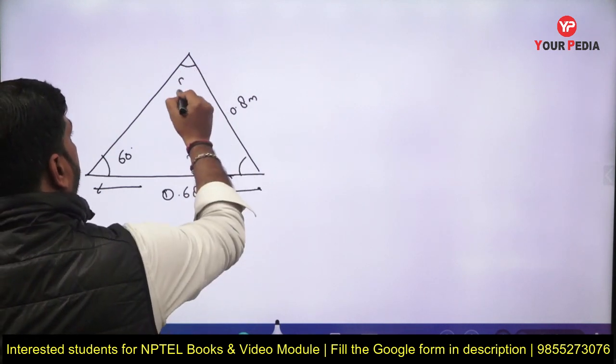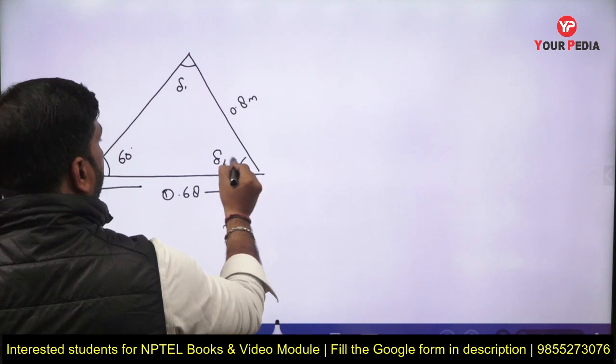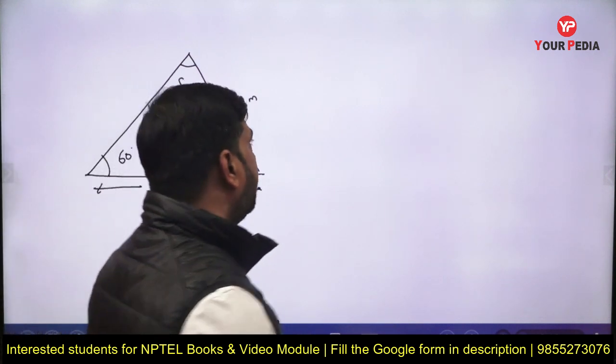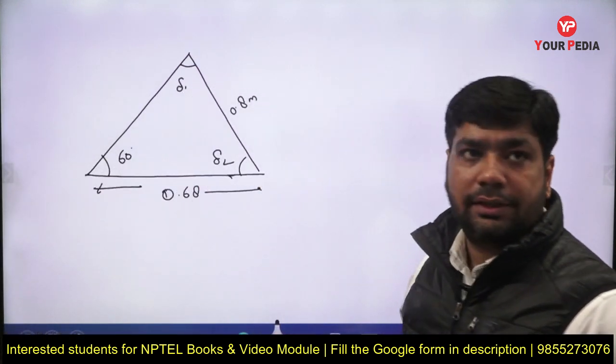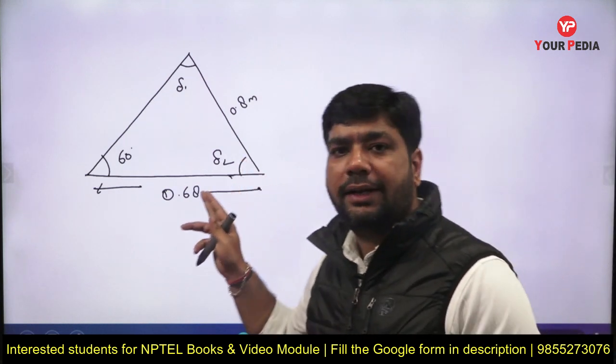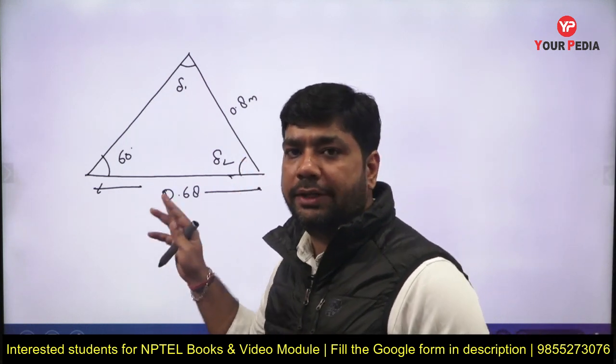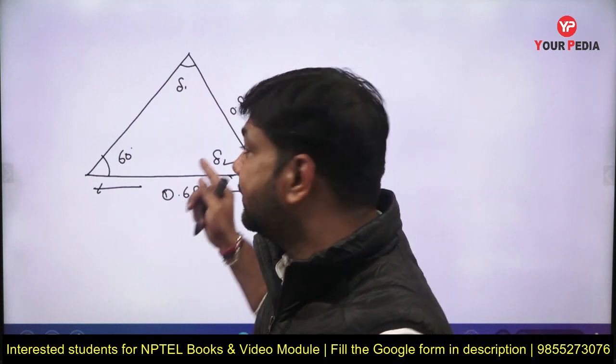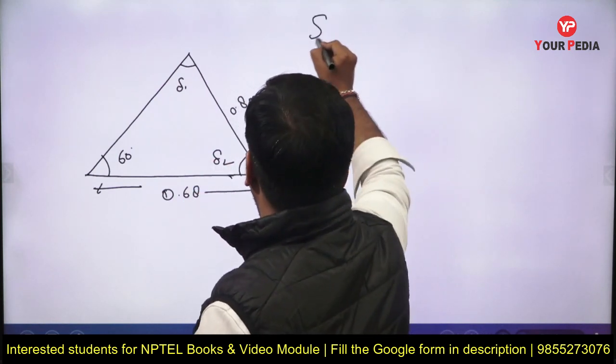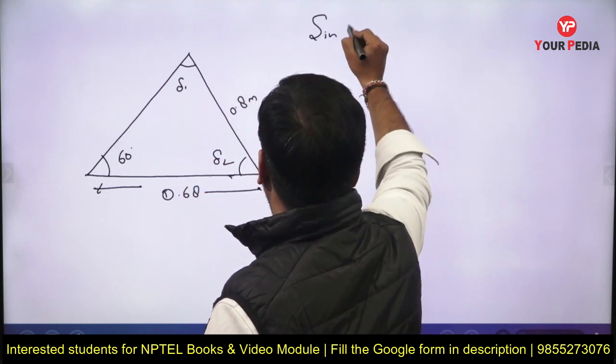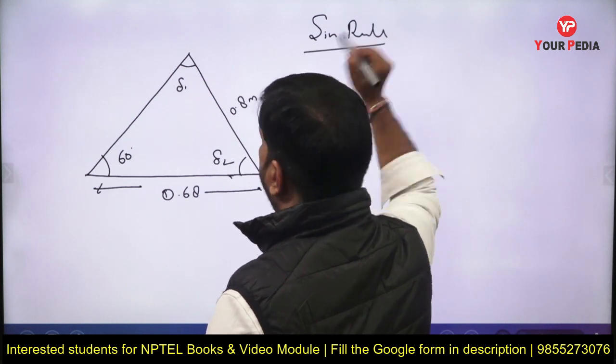Let us say this is theta 1, this is delta 2, this is delta 1 and delta 2. How can you find out the angle? So whenever you can see here, this is not a right angle triangle, so directly you cannot apply the Pythagoras theorem. Now I am just applying the sine rule here. Sine rule, what is the sine rule here?